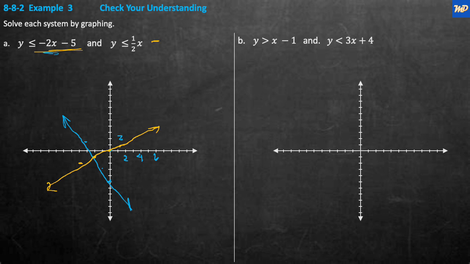So that literally means that all of this area here, everything below the line is included, including the line, because it's equal to, right? Equal to the line right there. And then on the other one, it's y is less than also. It's less than or equal to.